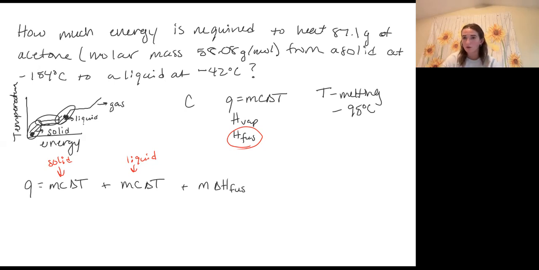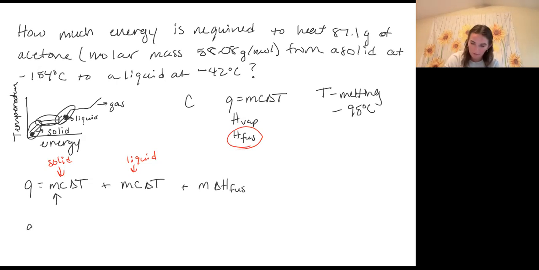I'm not going to do all the math, but I'll show you how you would set it up in this way. So from your question, we know that we have 87.1 grams. So for this mass here in our mc delta T, does that need to be in grams or moles? Good. It's going to be in grams. So your solids and liquids, just your pure phases, are going to be in grams.